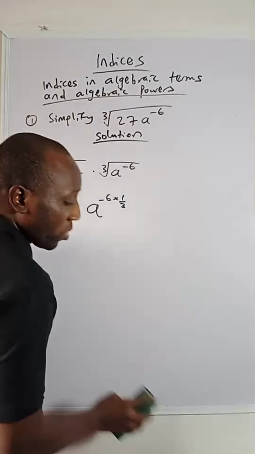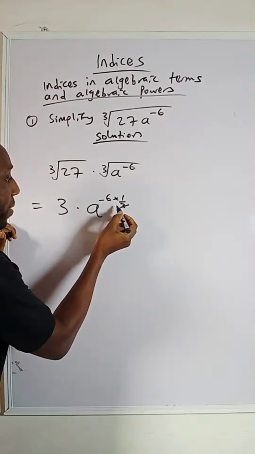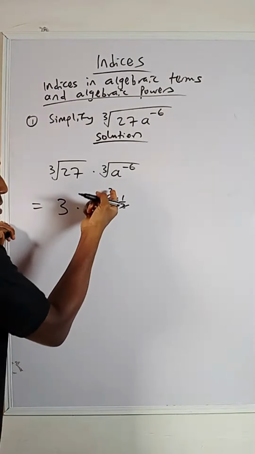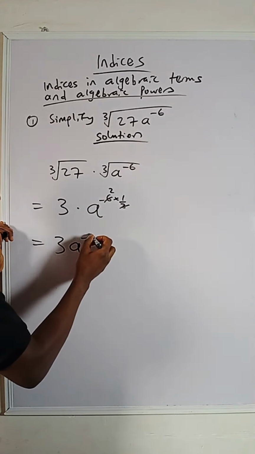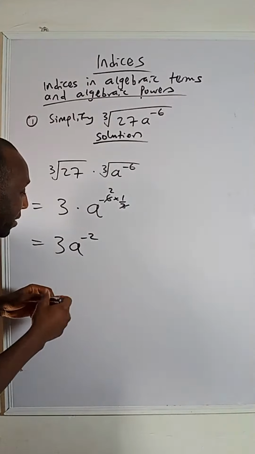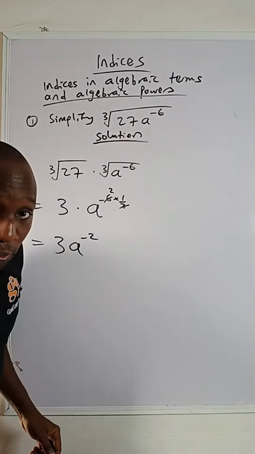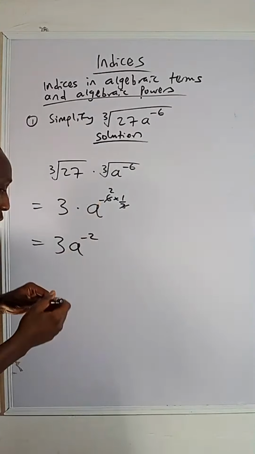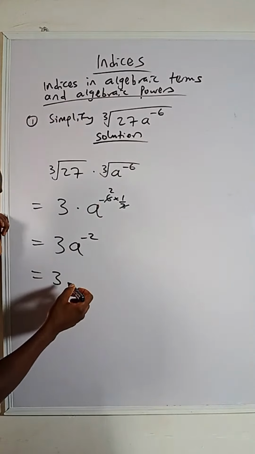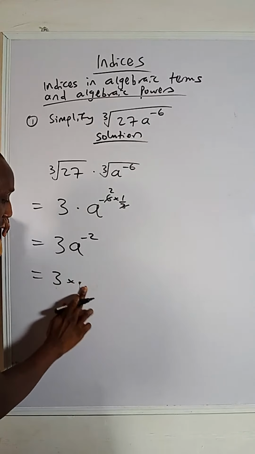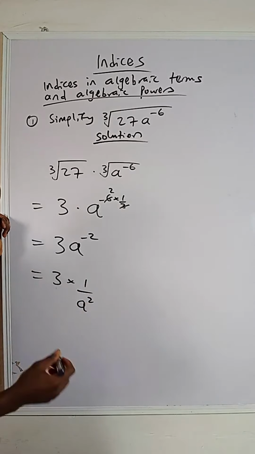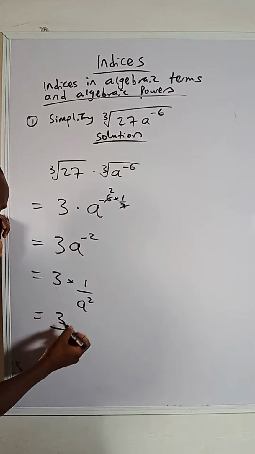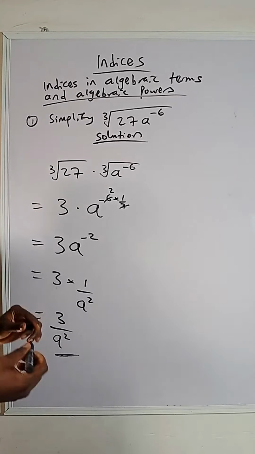Are you with me? So this is going to be 3 divided by 2, you have 3 into 6 is 2. And you have 3a raised to negative 2. And this negative sign will take the reciprocal of a squared. So you can write this as 3 times 1 over a squared, which can finally become 3 over a squared. So this right here is your answer.